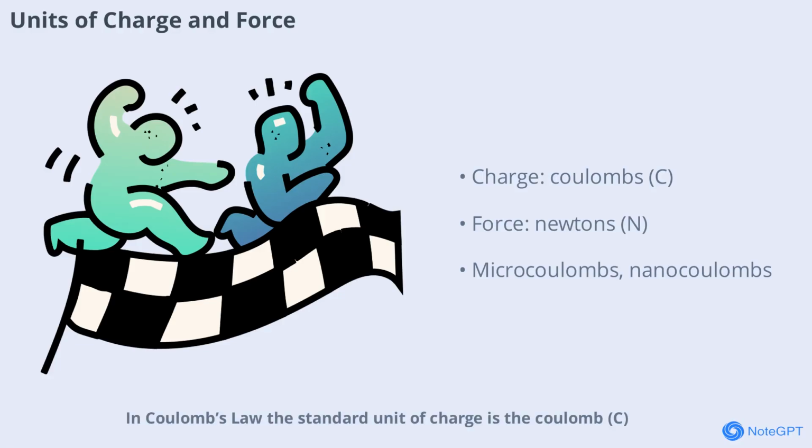In Coulomb's law, the standard unit of charge is the coulomb, C, named after Charles-Augustin de Coulomb himself. The force is measured in newtons, N. One coulomb is a large amount of charge, so in practice we often deal with microcoulombs or nanocoulombs. Understanding these units is crucial for performing calculations and interpreting results correctly. The use of standardized units ensures consistency in scientific communication and experimentation.